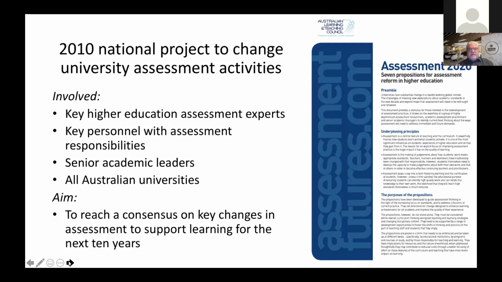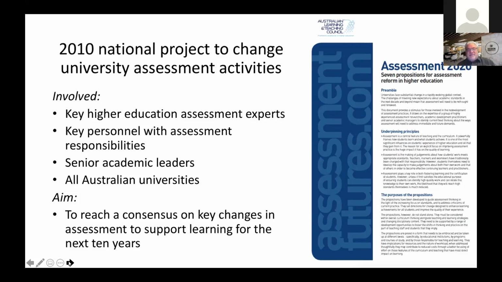So what this national project in Australia did was it brought together the key higher education assessment experts. It brought them together with people that had very senior positions with responsibilities for assessment in universities, chairs of academic boards, leaders, people like vice presidents responsible for education, and we included all Australian universities in that process. Actually, getting all Australian universities together in one room was one of the biggest challenges of all. And what we aim to do is to reach a consensus on what were the key changes in assessment needed to support learning over the next 10 years. So we did this 10 years ago, and then we came up with this document that says what should happen.